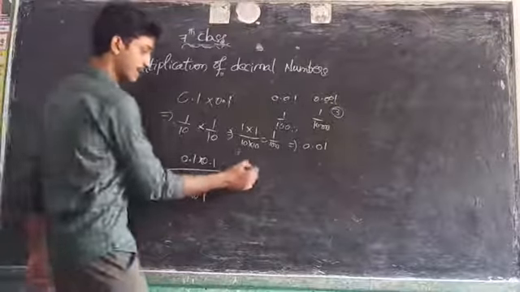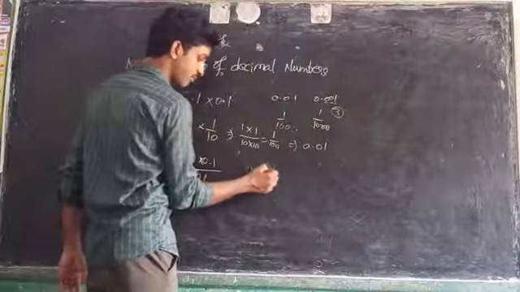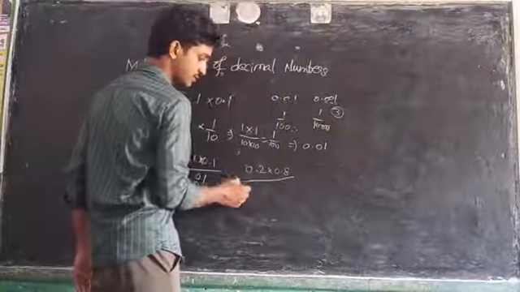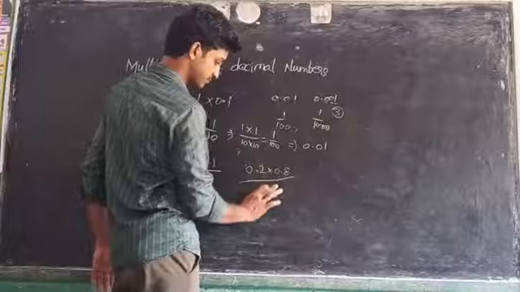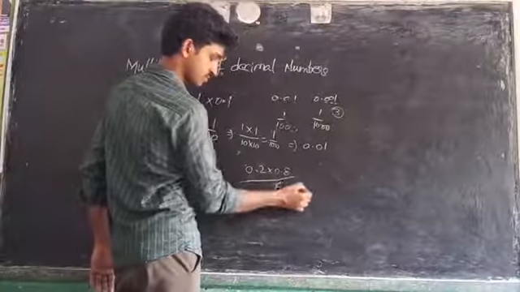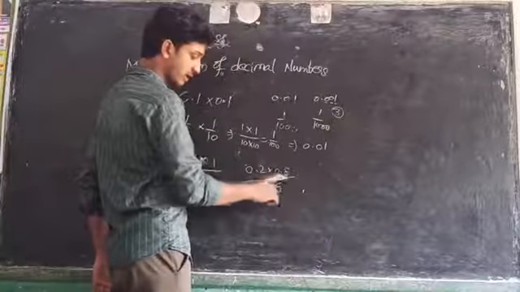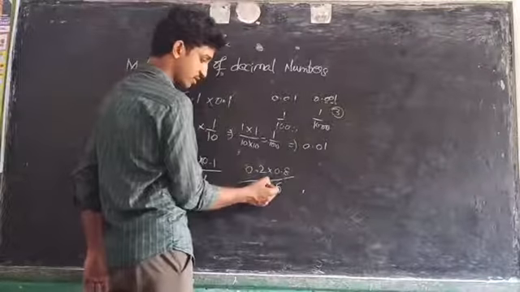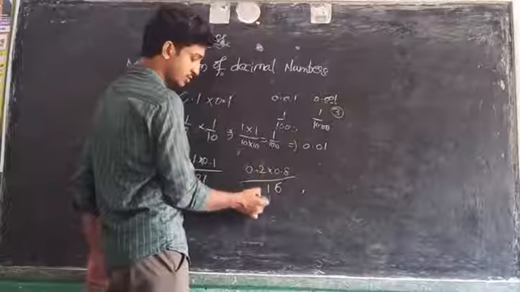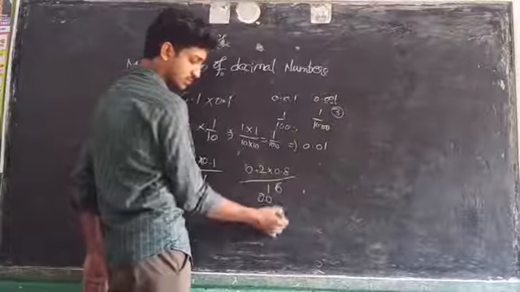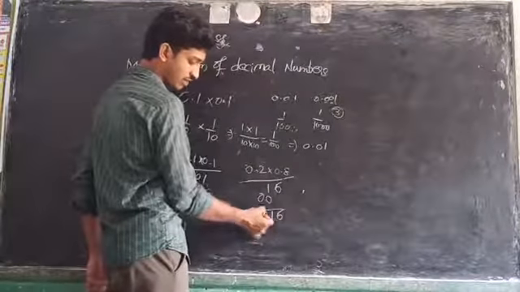I am taking another example here. See here, 0.2 into 0.8. So multiply now, 8 2s are 16. So I am writing 6 and 1 here. 8 0s are 0, 0 plus 1 is 1. 0 into 0 is 0, 0 into 2 is 0, 2 0s are 0, 0 into 0 is 0. Now I add these two numbers.